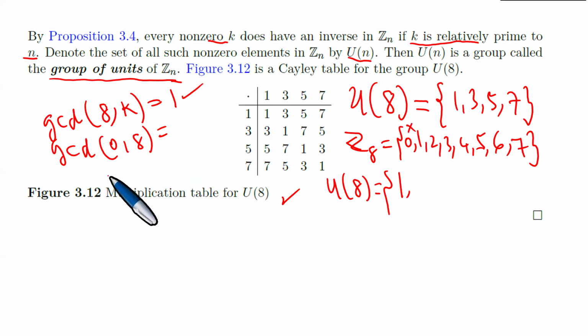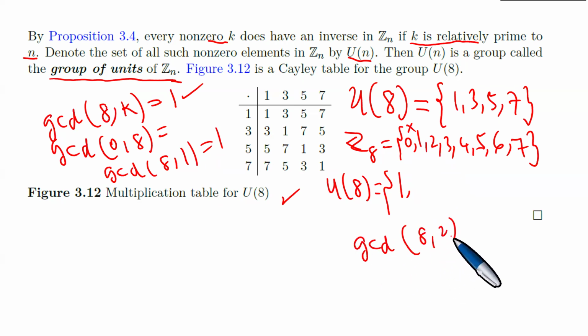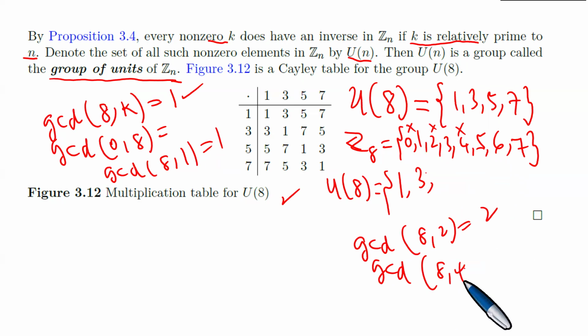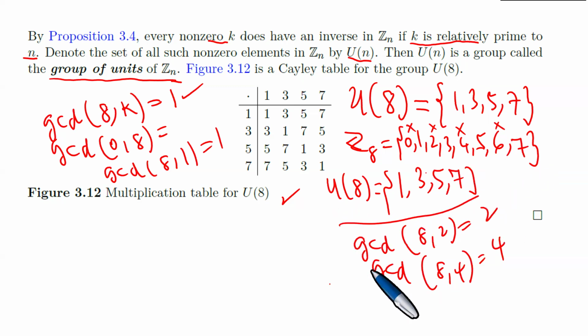The greatest common divisor of 8 and 1 is just 1, so we take the 1. The greatest common divisor of 8 and 2 is 2, so 2 is out. The greatest common divisor of 3 and 8, the greatest common divisor of 4 and 8, what is it? The greatest common divisor is 4 of these two numbers. So now we can see that 4 is out, but 3 is there. 5, yes. 6, no. 7, yes. So that is why, therefore, we're able to see U8.